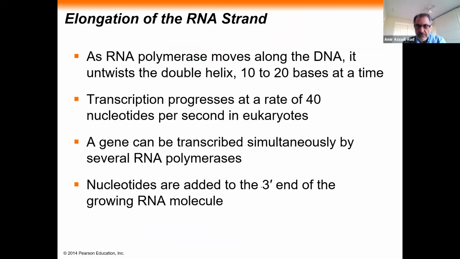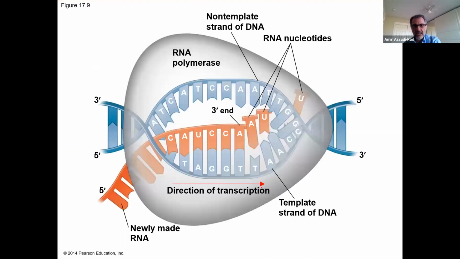So anyhow, let's go. Elongation of the RNA strand: RNA polymerase moves along the DNA and untwists the double helix 10 to 20 bases at a time. If you want to know, transcription progresses at the rate of 40 nucleotides per second. Remember, for DNA it was 50 in eukaryotic cells, so this one for protein synthesis is 40, a little bit less. In eukaryotes, a gene can be transcribed simultaneously by several RNA polymerases. Yes, that is possible too. Nucleotides are added to the 3' end of the growing RNA, which I already talked about.